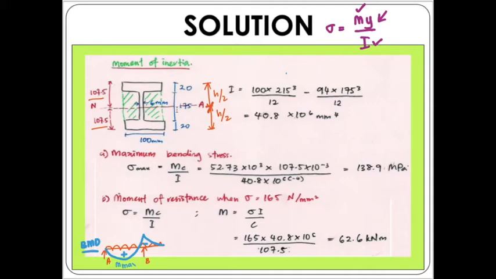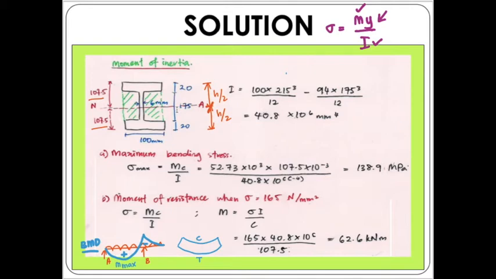So for this type of behavior, whereby our beam deflects downwards, we know that the bottom part of the beam will be subjected to tension. Since the beam is bending downwards, the bottom part will be subjected to tension and the top part will be subjected to compression. So when we calculate the value of the maximum bending stress, we know that the bottom part is positive and the top part is negative.